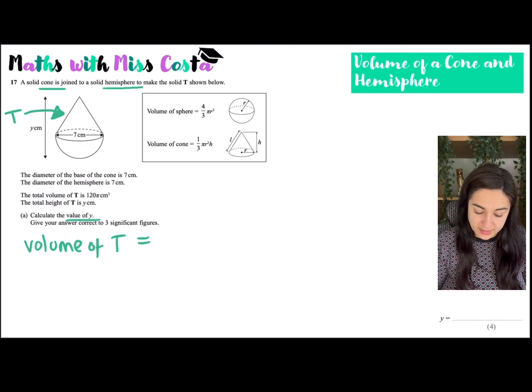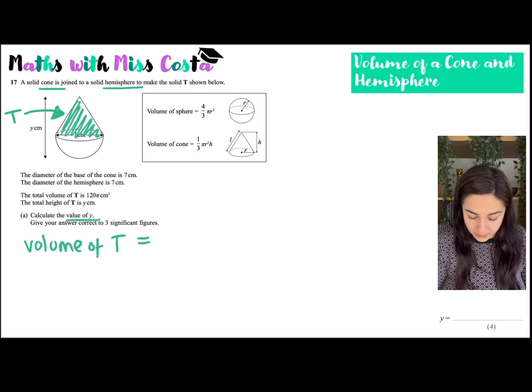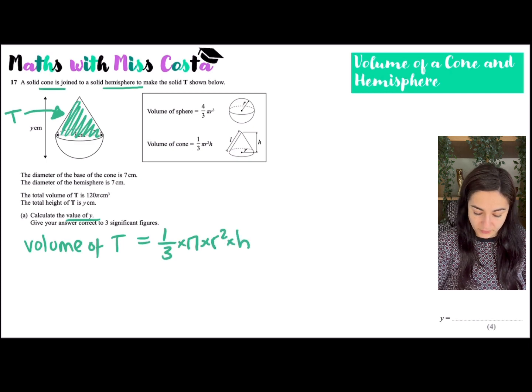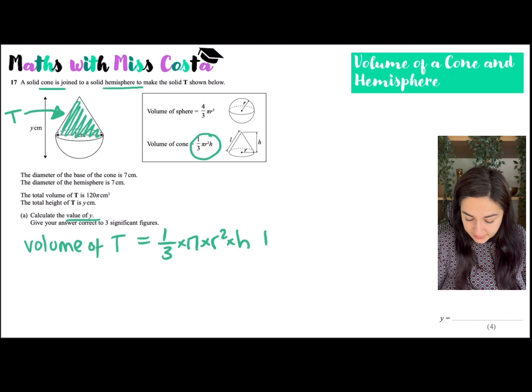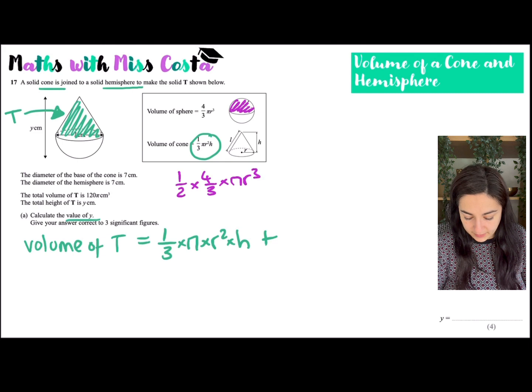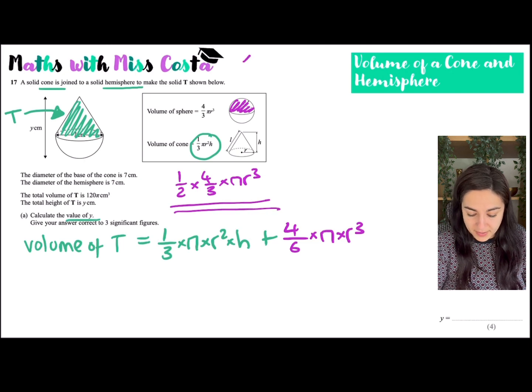And how do we create the volume of t? Well, we create the volume of t by working out the volume of the cone, which we know is 1/3 times pi times r squared times h. I'm just using this formula here, plus the hemisphere. So a hemisphere is going to be half a sphere. If the volume of a sphere is 4/3 pi r cubed, the volume of a hemisphere is going to be 4/6 times pi times r cubed. I've just multiplied it by a half. Remember, timesing by a half is the same as dividing by 2.